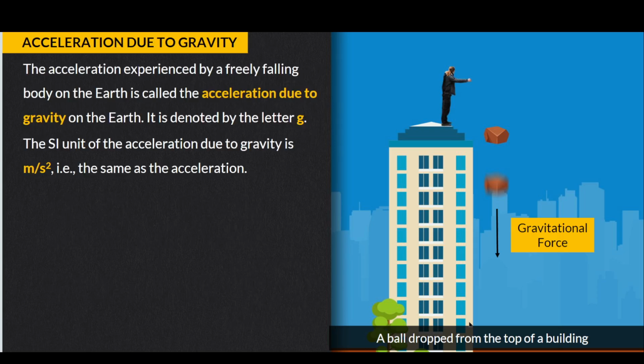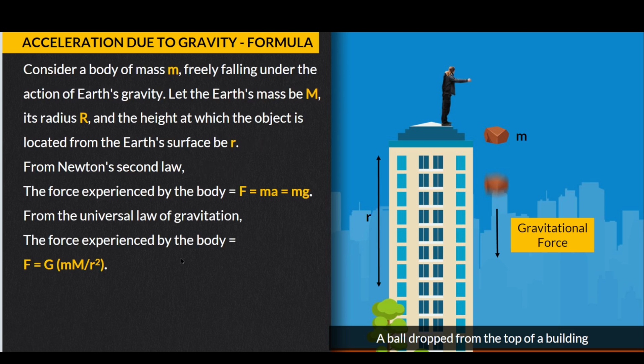So the acceleration which is experienced by a freely falling body, freely falling means there is only gravity on earth, is called acceleration due to gravity. We denote it with the letter small g. Its unit is meters per second square. It is the same as acceleration, right, which is velocity over time.